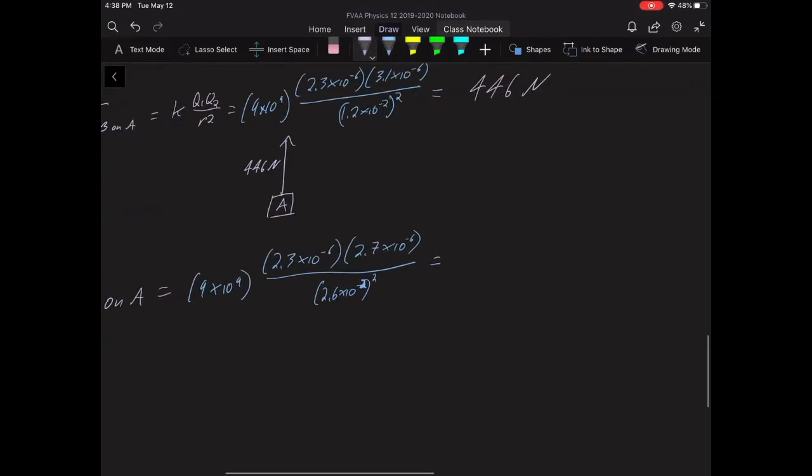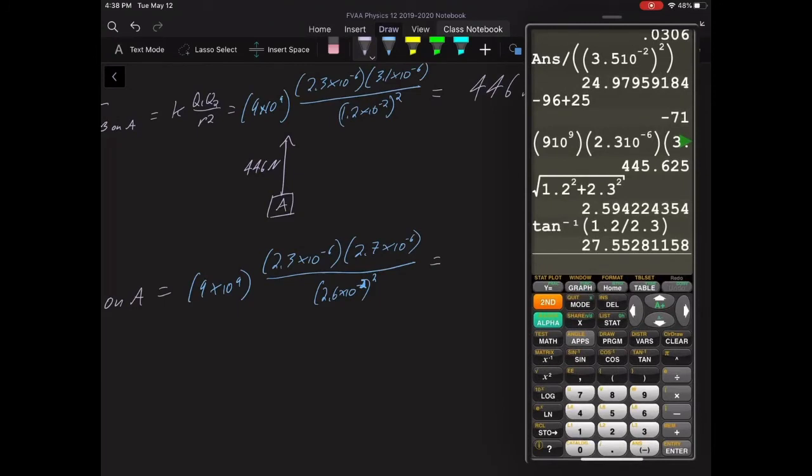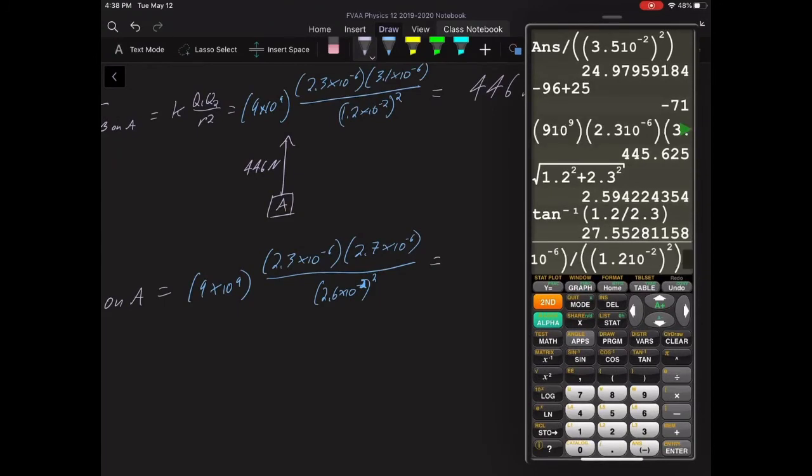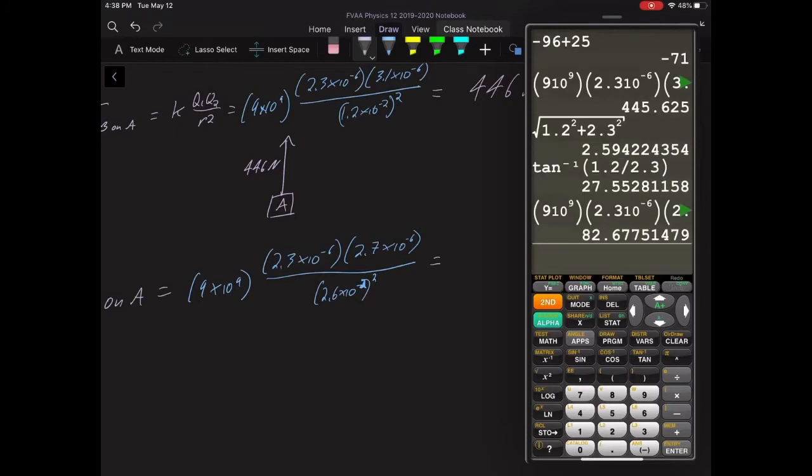All right, so I'm going to enter that into my calculator. Did I make that mistake up here? No, I didn't. Okay, so all the numbers at first, 2.3. I'm going to change the 3.1 to 2.7. All right, and the distance is not 1.2. The distance is 2.6. But otherwise, everything else is constant. I press enter, okay, and I get a force of 82.7 newtons. 82.7 newtons. Okay?